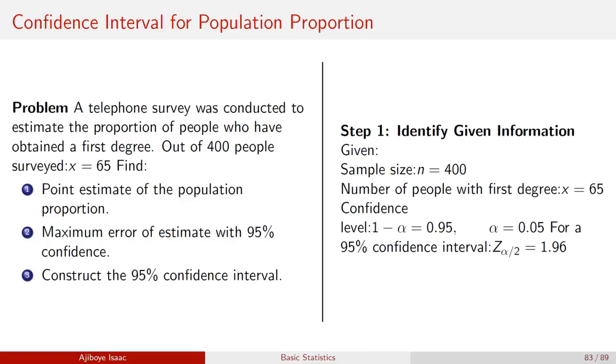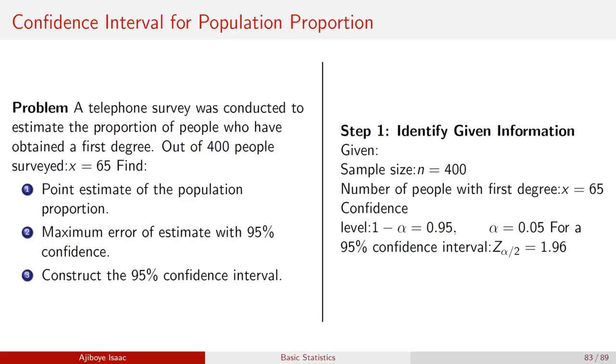So an example: a telephone survey was conducted to estimate the proportion of people who have obtained a first degree. Out of 400 people surveyed, 65 have a first degree. We are to find the point estimate of the population proportion, the maximum error of estimate with 95% confidence interval, and then construct the 95% confidence interval.